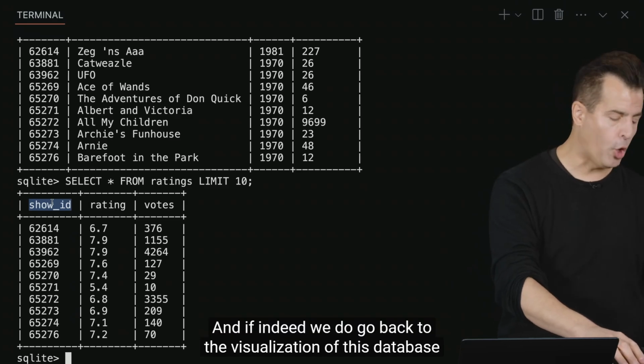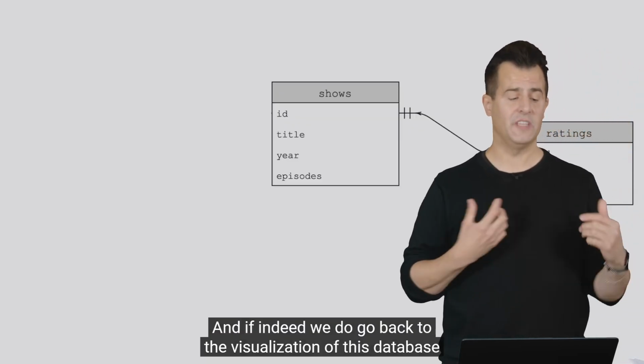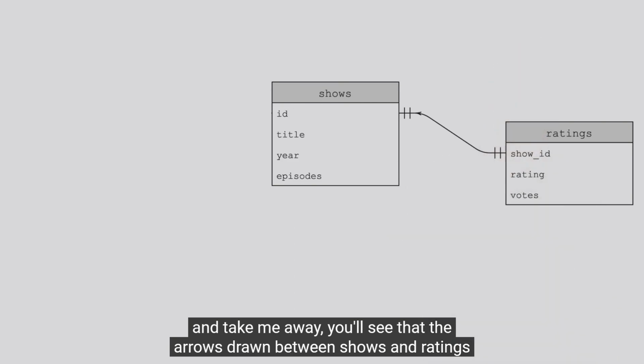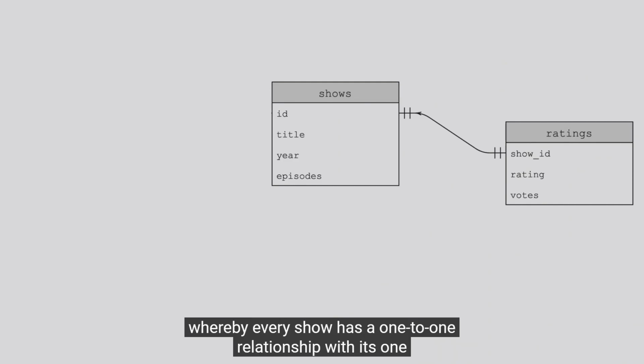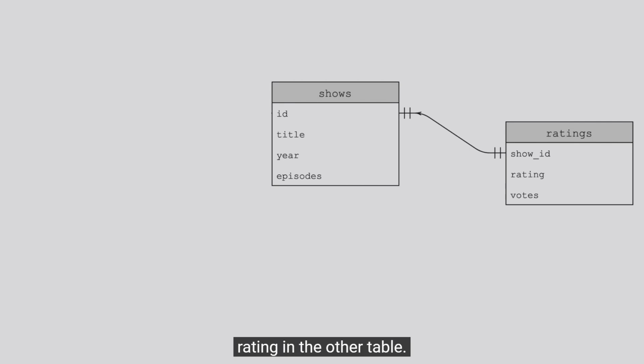And if indeed we do go back to the visualization of this database, you'll see that the arrows drawn between shows and ratings actually imply this kind of relationship, whereby every show has a one-to-one relationship with its one rating in the other table.